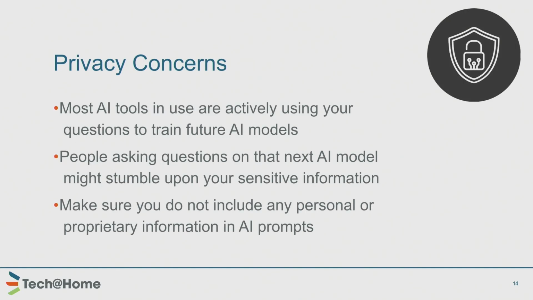So there's also privacy concerns with AI. So most AI tools in use are currently using your questions to train the next AI model underneath. And we can certainly see a problem there. So people asking questions to that next model might stumble upon your sensitive answers. So you certainly don't want to put anything personal or proprietary into an AI model, especially something like ChatGPT, Copilot. Any one of those could be trained on your information.